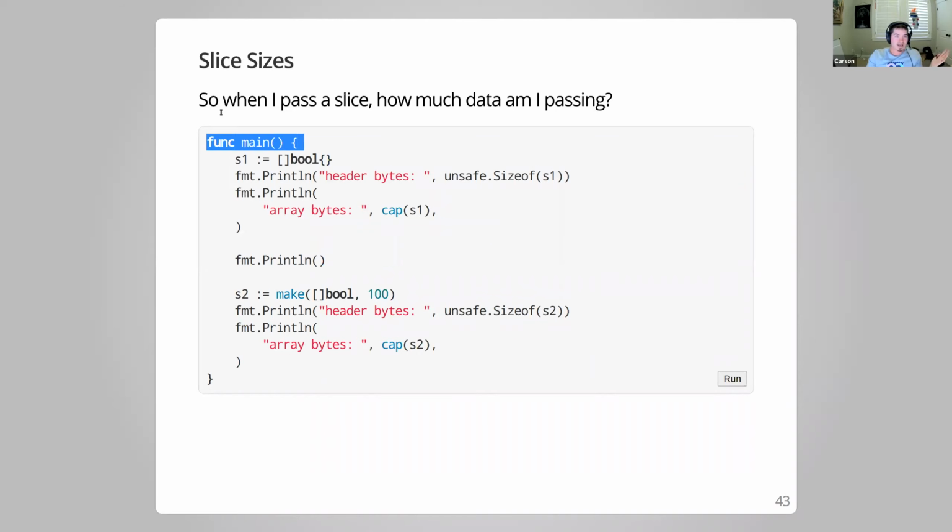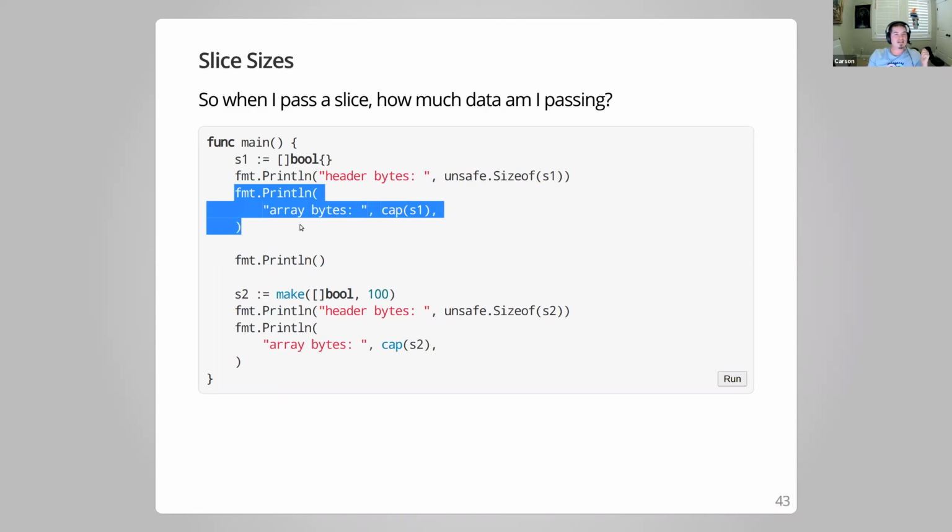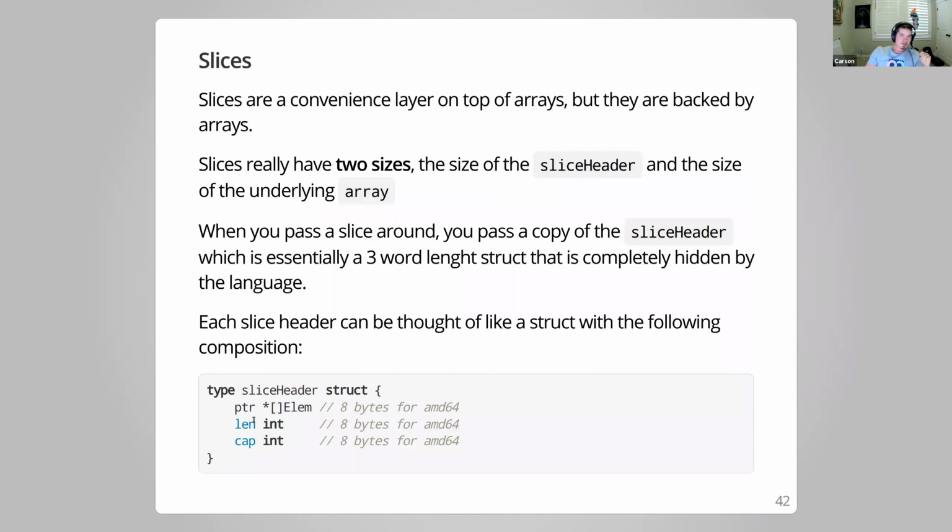Because this was the question I had. When I pass a slice, if I have a slice with 1,000 items in it, is it taking a lot of time to copy 1,000 items, or is it passing just a little bit? So I'm going to prove this out by making a small slice with nothing in it, and I'm going to print how big that header is. Remember, this is the slice header, not the underlying array. I'm then going to dig in and say, okay, well, actually, and I have to step back. I skipped this.